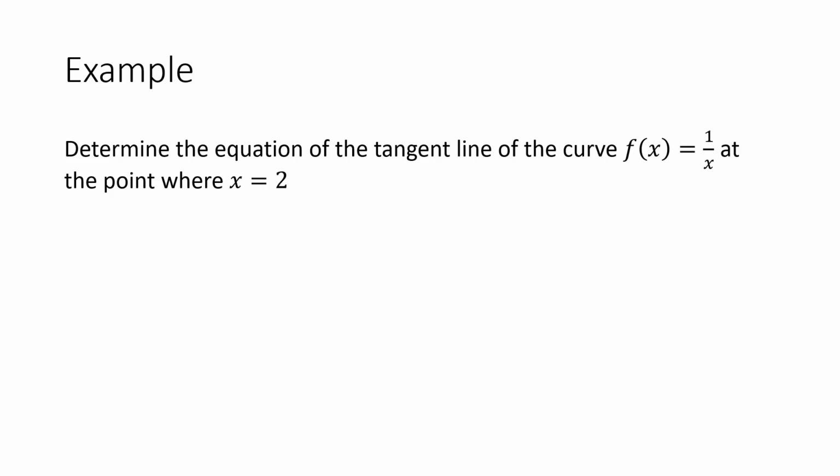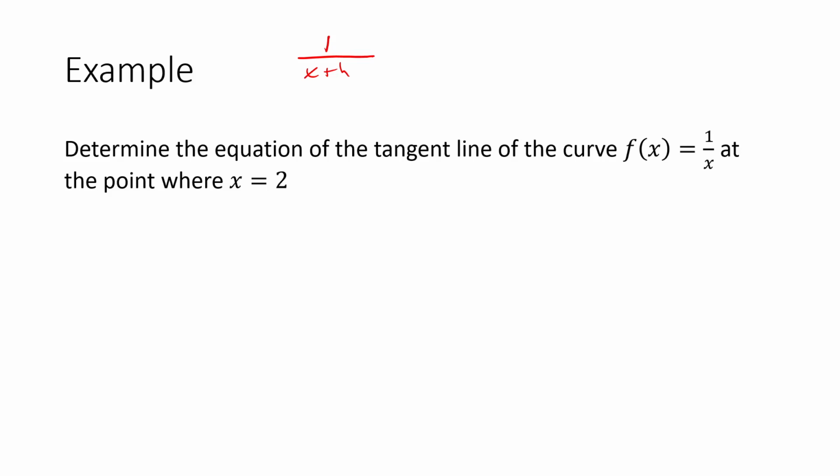All right, let's do another one here. We know that f of x plus h will be 1 over x plus h, and we'll keep that in mind when we get to the next slide and begin our solution. We want to find the equation of the tangent line to that curve at the point where x equals 2.